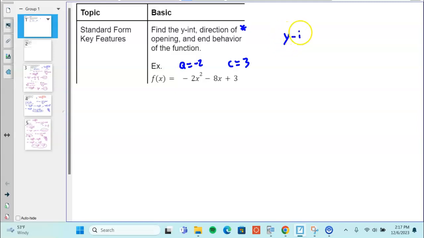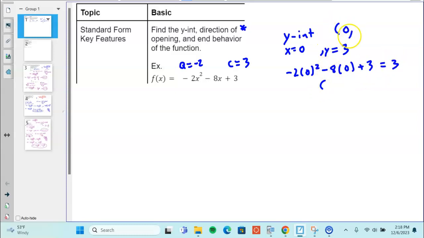The y-intercept, remember we get those by plugging in x equals 0, but if I plug x equals 0 into the standard form, the only thing that's going to survive is the c value. Everything else is going to be 0. So when x is 0, y is 3. Test it out: -2 times 0 squared minus 8 times 0 plus 3. That's going to get me 0 minus 0 plus 3, which is 3. So my y-intercept is (0, 3). Hopefully we can just look at that and see what the y-intercept needs to be.